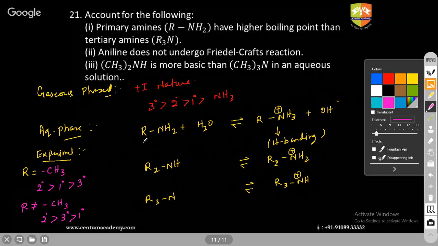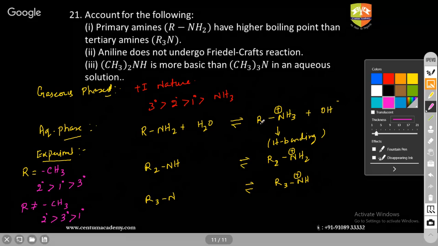Right, so all these things you have to write down in this reasoning. In aqueous phase there are two factors, hydrogen bonding and I effect. Both are contradictory to each other. So in this case the result becomes experimental, and it has been observed that according to Kb value, secondary amine is more basic than primary and then tertiary in case of CH3, and R is any other group other than CH3, like C2H5 or ethyl, propyl, butyl, whatever it is, then the order is found to be this.